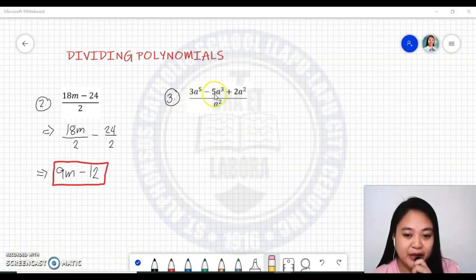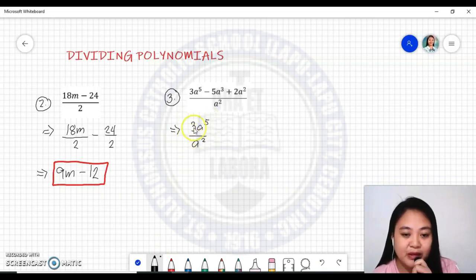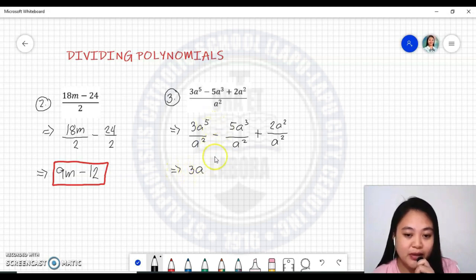3a to the 5th minus 5a cubed plus 2a squared all over a squared. So we will separate first each term and divide it by a squared. So 3a to the 5th divided by a squared minus 5a cubed divided by a squared plus 2a squared divided by a squared. By laws of exponent, we're going to subtract 5 minus 2.